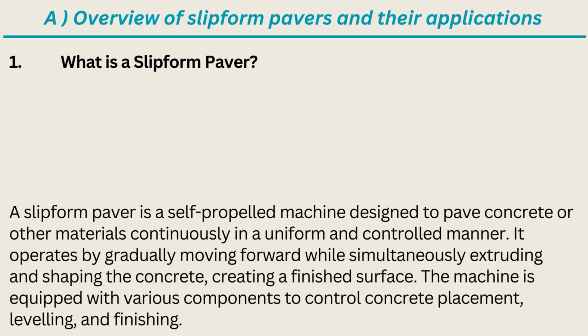1. What is a slipform paver? A slipform paver is a self-propelled machine designed to pave concrete or other materials continuously in a uniform and controlled manner. It operates by gradually moving forward while simultaneously extruding and shaping the concrete, creating a finished surface. The machine is equipped with various components to control concrete placement, leveling, and finishing.